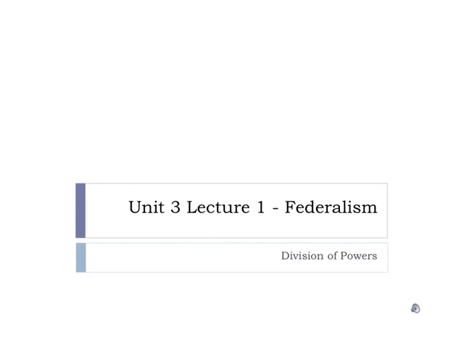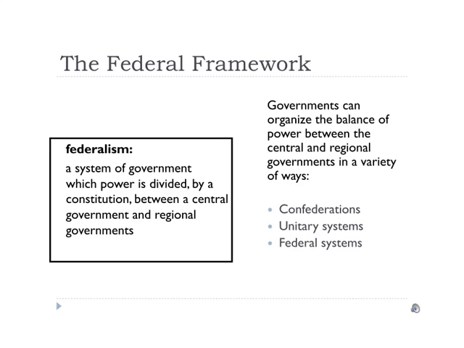This is Lecture 1 on Federalism and the Division of Powers in the United States government. Now, federalism is a system of government in which the power is divided between a central government and regional governments. There are many ways that you could do that, and basically each government will decide how they're going to organize that balance of power between levels.